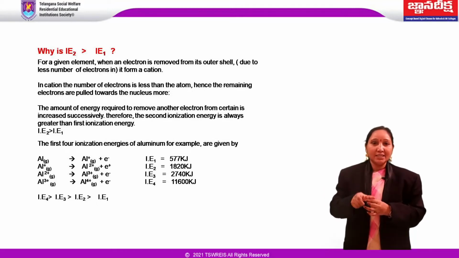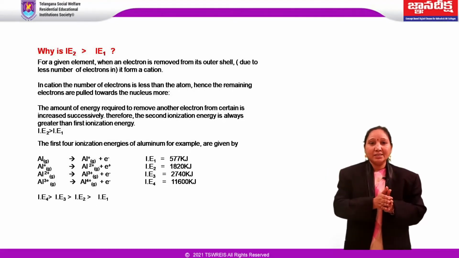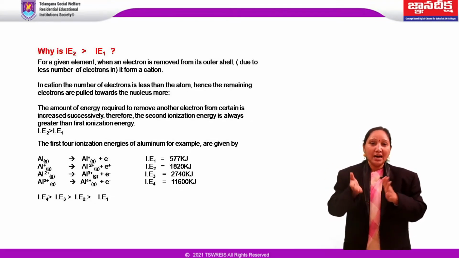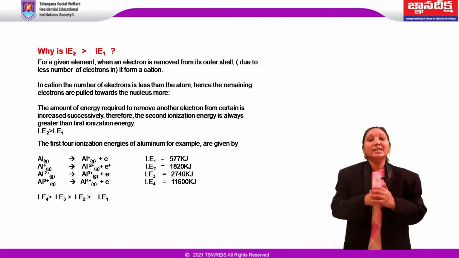At each successive energy level, the energy is increasing. From first ionization energy, it increases to second, and likewise from second to third and third to fourth. That means the highest energy will always be for the last electron. That is why the second ionization energy IE2 is greater than the first ionization energy IE1.